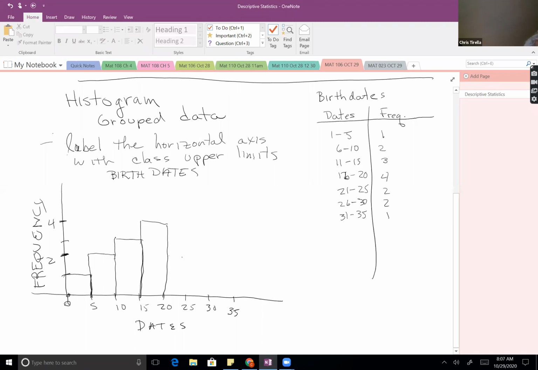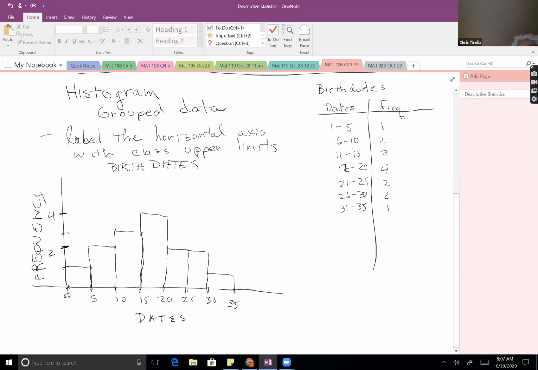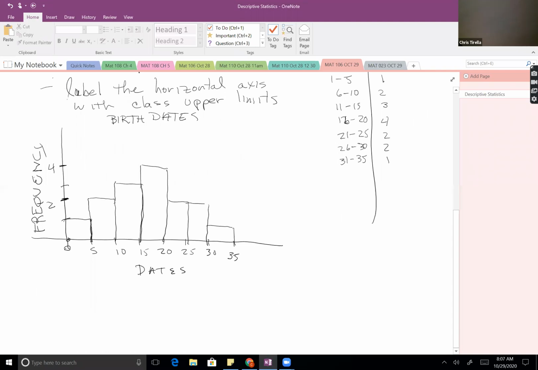2 people, 21 to 25. 2 people, 26 to 30. And 1 person over 30. And I think labeling the axis like that makes it look a little bit neater.